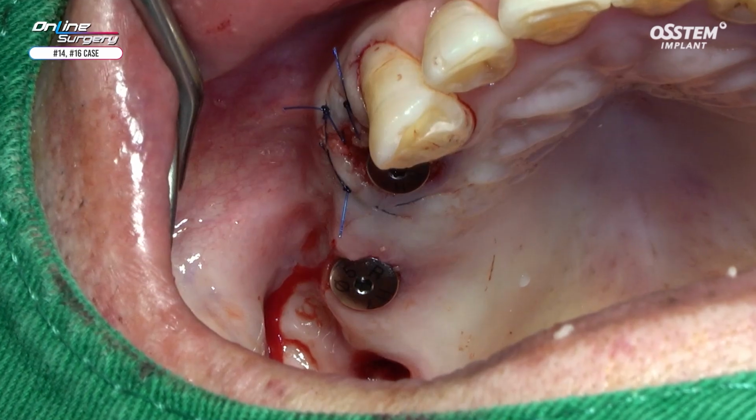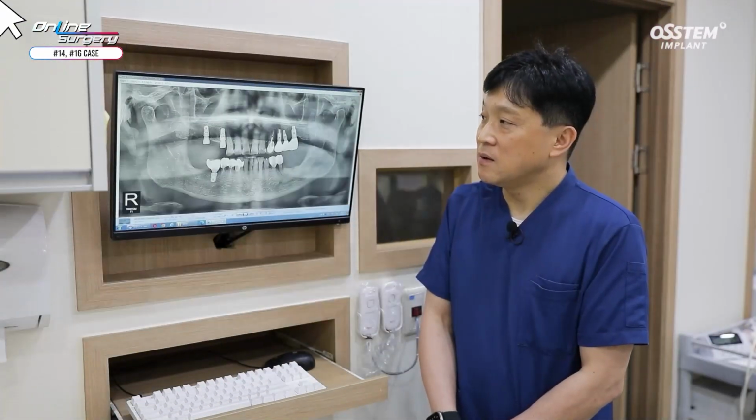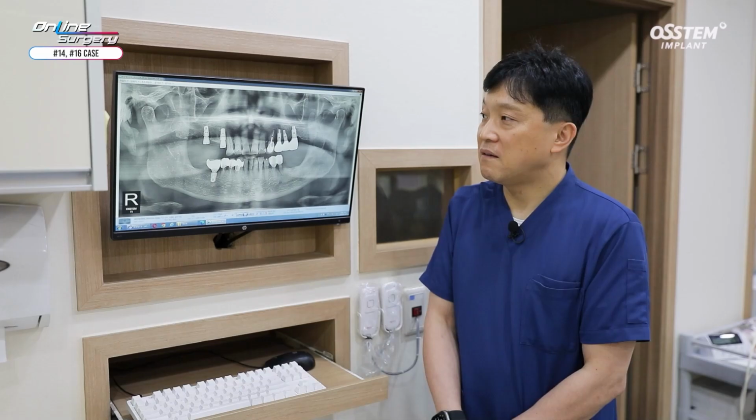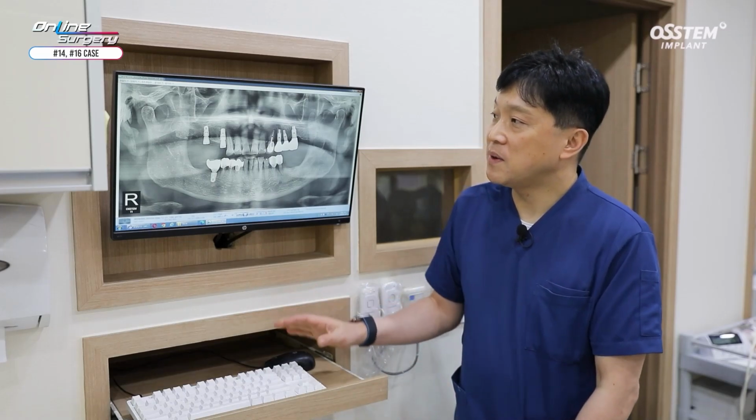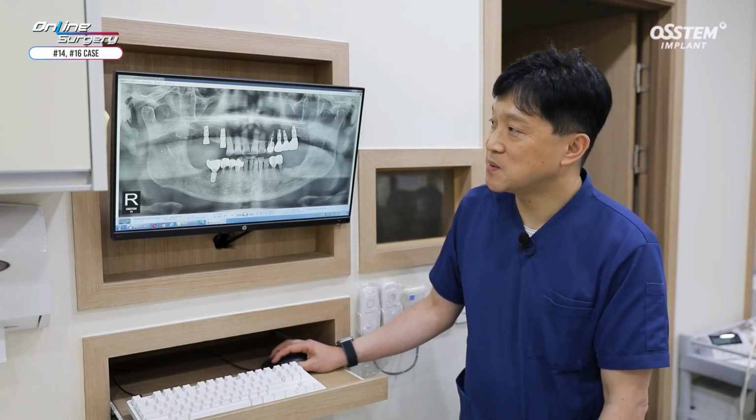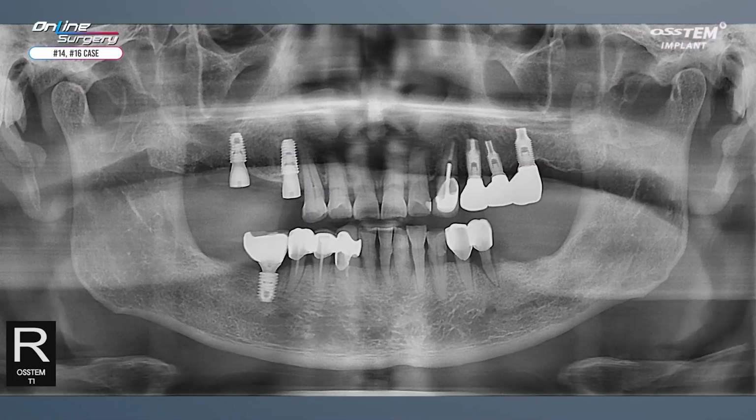This was how surgery was completed. Then let's look at post-op images. One guide was used to proceed with surgery. On the panoramic image, you can see implants have been placed. The parallelism between the two are very good.